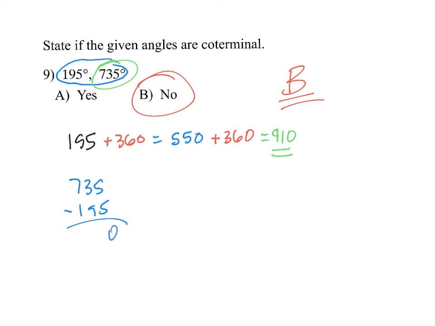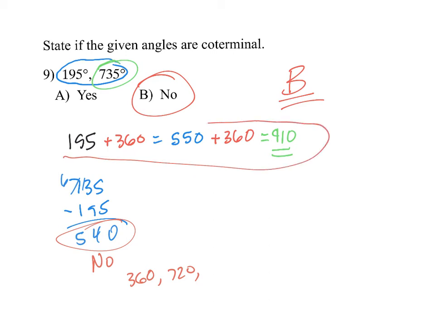So 5 minus 5 is 0. We're going to have to borrow. Here's our algorithm. 13 minus 9 is 4, and that is 540. 540 is not a multiple of 360, so this is also a no. If you were going to get like 360 or 720 or some multiple like that, then you could say yes. I like the adding method better because I just keep adding 360, and if I hit it, it's a yes. If I miss it, it's a no. And you can do that right on your calculator.